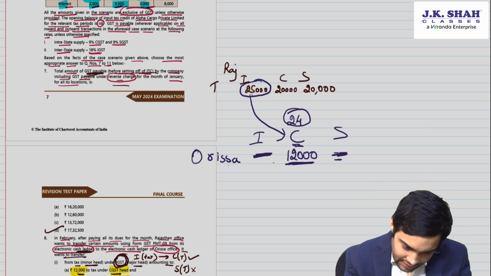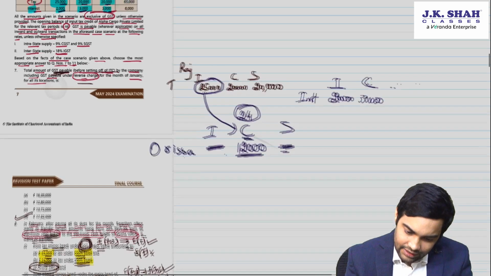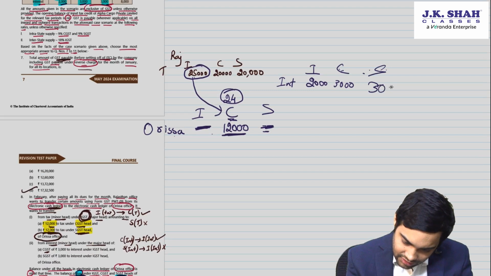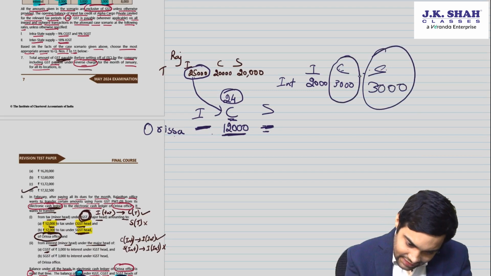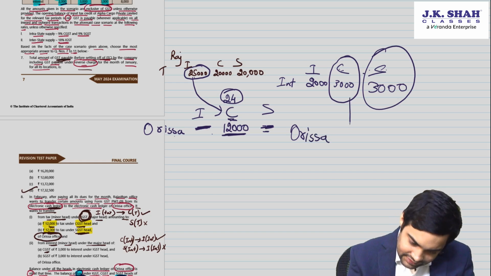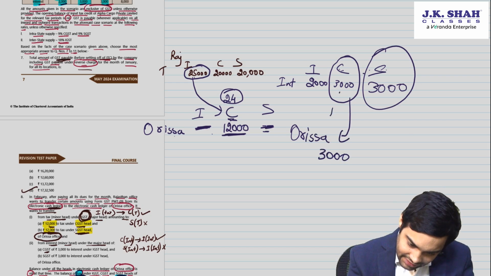Now interest, Rajasthan interest is 2,000 IGST, CGST 3,000 and SGST 3,000. Now out of this you want to transfer C and S to Orissa. Now the question is, can you do that? C, yes, 3,000 can be transferred. So this will become nil. Do you agree? This will remain 2,000.